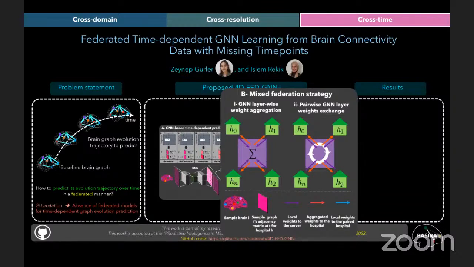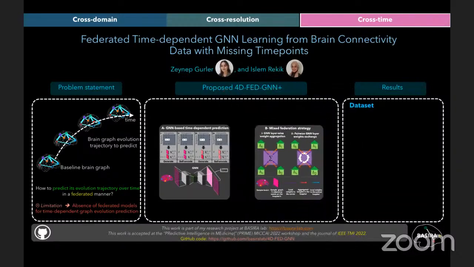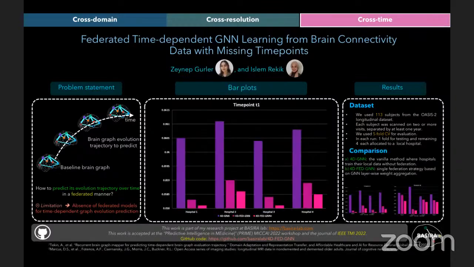I'm not going to go into details, but if you are interested, you can read the TMI paper that got published recently. We used 113 subjects, so you can see we have a small data set, 5-fold cross-validation, and we compared against different approaches. So I'm going to show this.